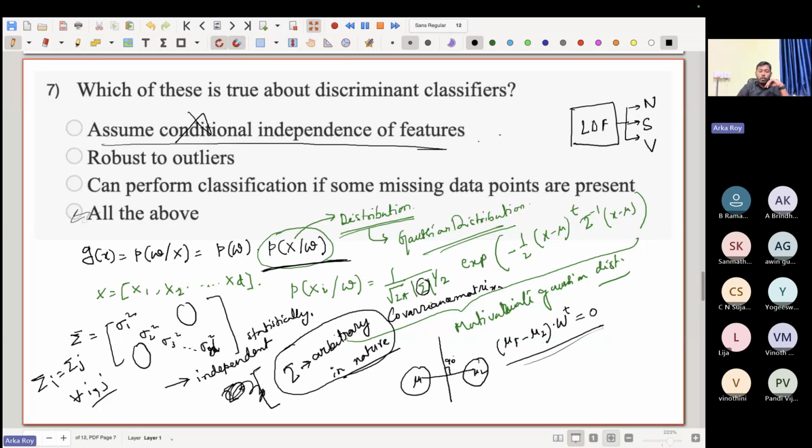And we trained our model with some sort of ECG signal. So this is your P wave, Q, R, S, T. This is your typical ECG waveform, and you have trained an LDF. In week 2, we have done this in Python. And now the question states that the discriminant classifiers can perform classification if some missing data point is present.